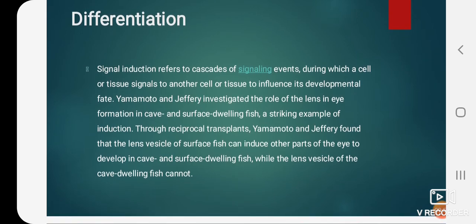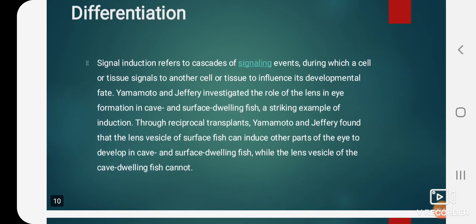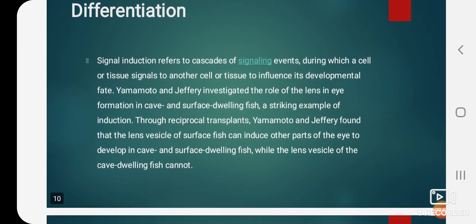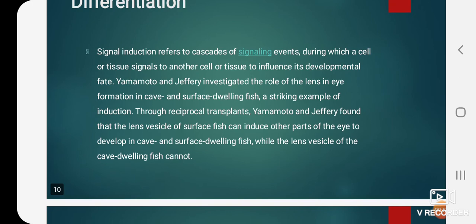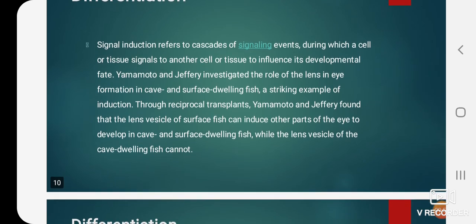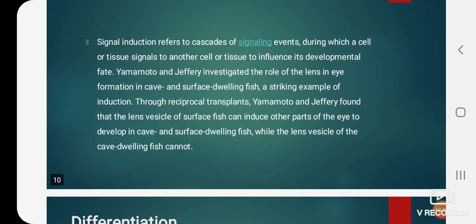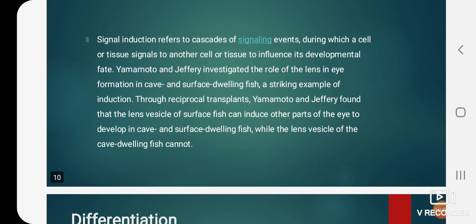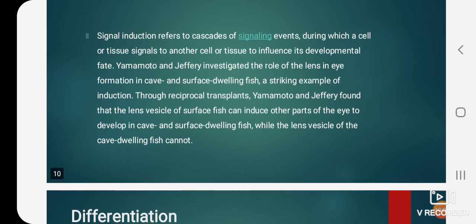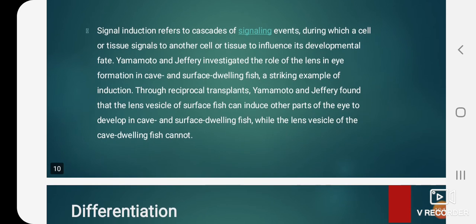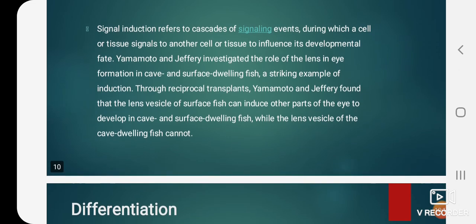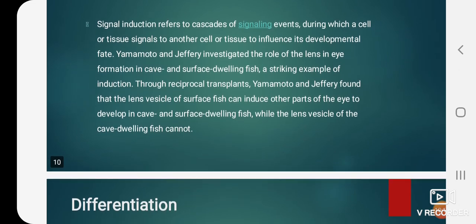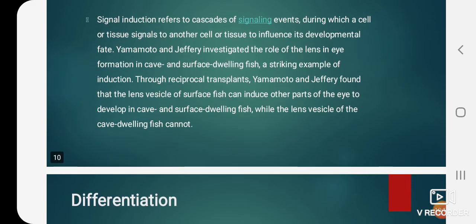Yamamoto and Jeffery investigated the role of the lens in eye formation in cave and surface dwelling fish. A striking example of induction: through reciprocal transplants, Yamamoto and Jeffery found that the lens vesicle of surface fish can induce other parts of the eye to develop in cave and surface dwelling fish, while the lens vesicle of the cave dwelling fish cannot.